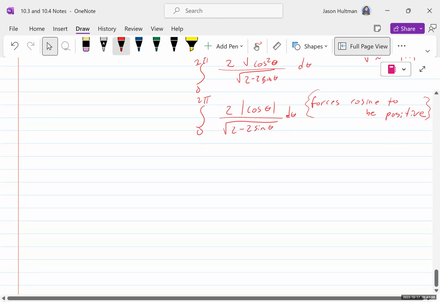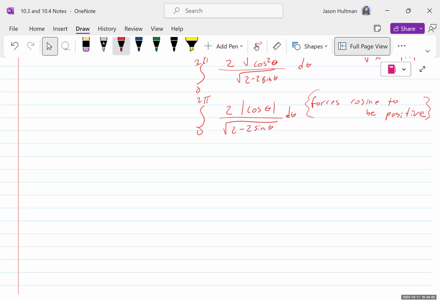Why is that important? Because if I want to undo the absolute value, which I do want to undo, what happens to this? Well, if I look at the unit circle, and I force cosine to be positive, then that's just this part of the circle. That tells me that I can only go from negative pi over 2 to pi over 2. But then how would I get the whole circle? I would have to double the integral that I got. So that's exactly what I'm going to do. I'm going to double, but I'm only going to go from negative pi over 2 to pi over 2.